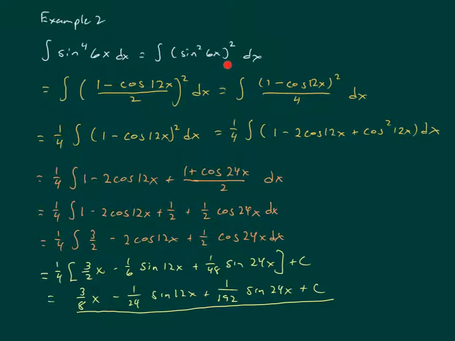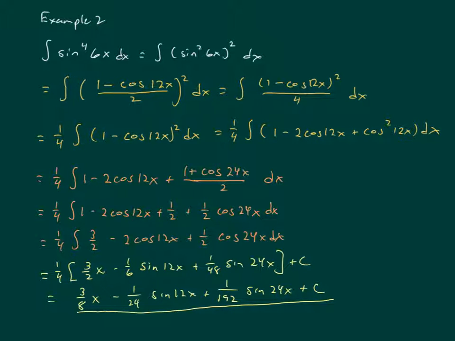So I have the integral of sine squared of 6x, that thing squared dx. And now what I'm going to do is use that power reducing formula. I know that sine squared of x is 1 minus the cosine of 2x over 2. So that tells me sine squared of 6x is going to be equal to 1 minus the cosine of 12x over 2. 2 times the 6x is 12x. And now we're going to have to take that thing squared.